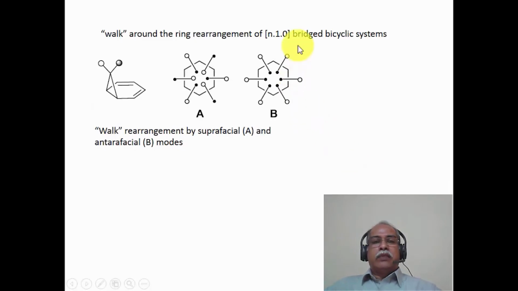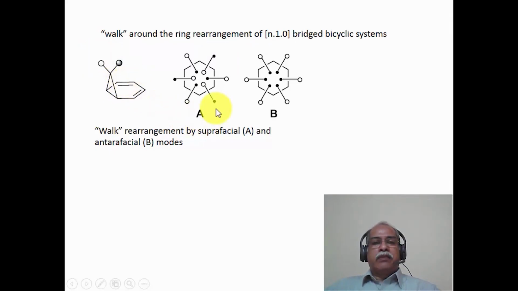The walk around the ring rearrangement process can be cartoonically represented by this particular picture. Imagine that there is a shaded substituent, which is this particular substituent, and an unshaded substituent, which is this particular substituent. With respect to the butadiene unit, this shaded substituent is endo and the unshaded substituent is exo with respect to the pi framework here.